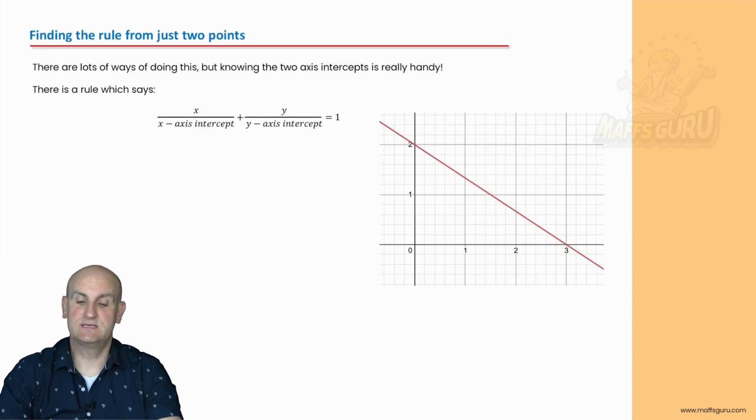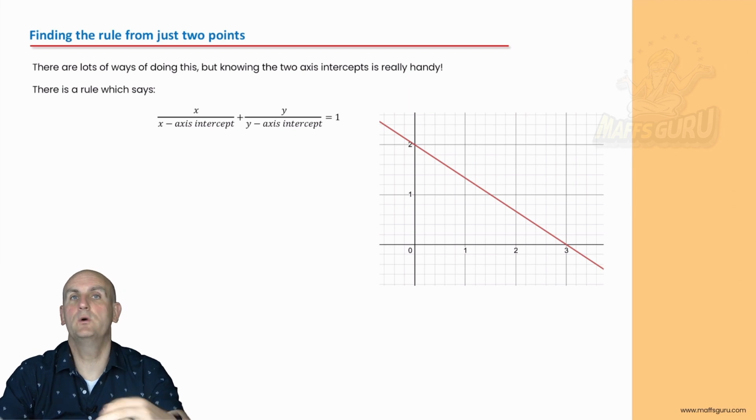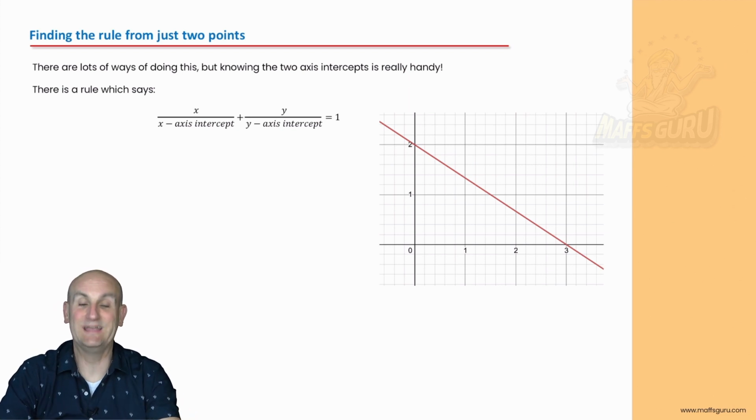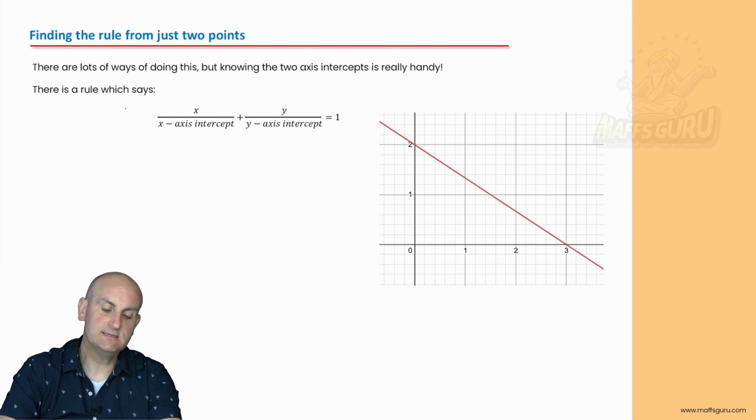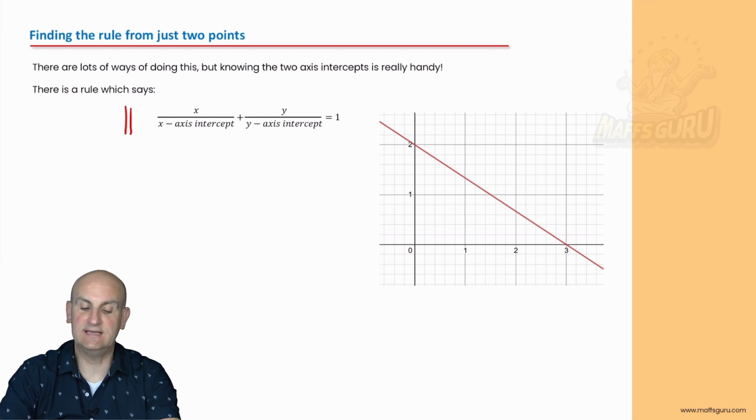Now this is a bit of an extension for those of you who want to know how to find equations when given the intercepts. And there is a rule. It basically says if we take the letter x and divide it by the x-axis intercept, and add it to y divided by the y-axis intercept and put it equal to 1, we can find the equation of the line. So I'm going to do it on here.